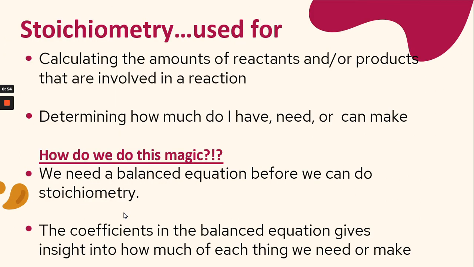So we're going to use stoichiometry for quite a few things. And I think you're going to find that you know how to do a lot of this. So it's going to be a pretty easy day for you. So stoichiometry is used for calculating the amounts of reactants or products that are involved in a reaction. It's also used to determine how much of something you have or need or can make given one other piece of information.